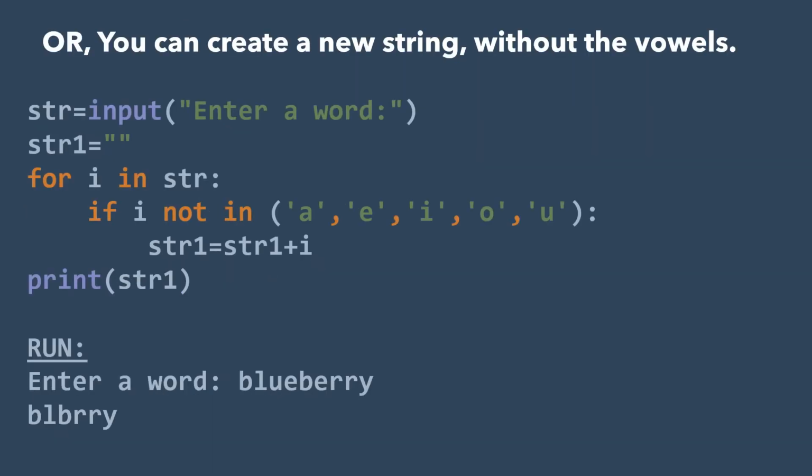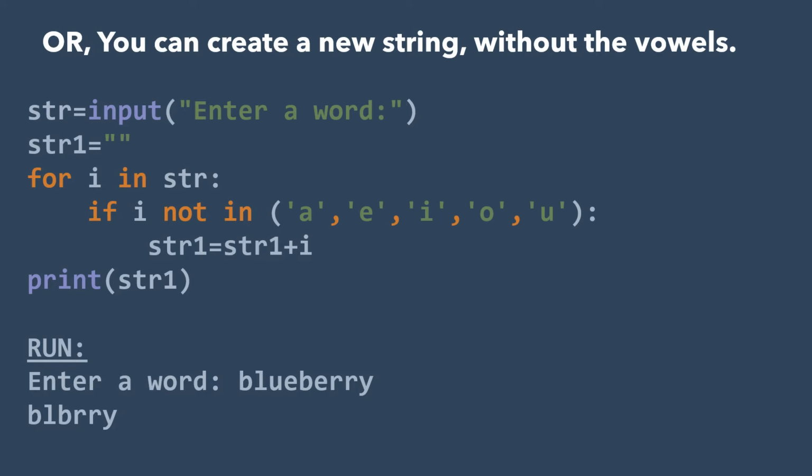The same program you can do another way also. That means you can create a separate string which will store the word without the vowel characters. So same thing, you just enter a word and put it in a variable called str and take another variable str1. That's a string variable with no value inside it. Now in the for loop, you can write for I in str. If I not in a, e, i, o, u, then str1 is equal to str1 plus I.